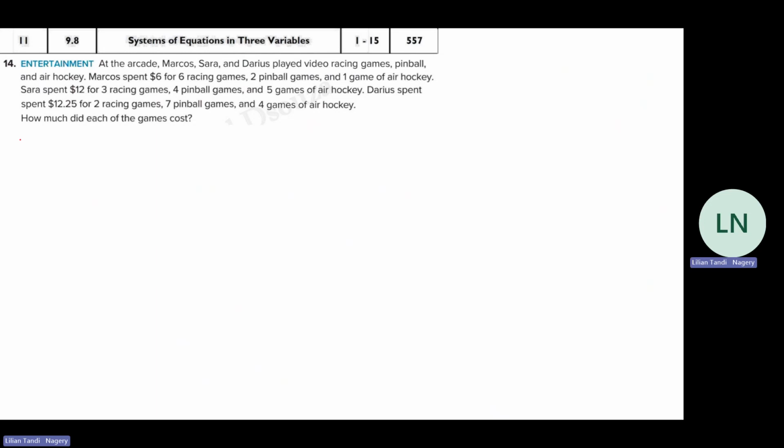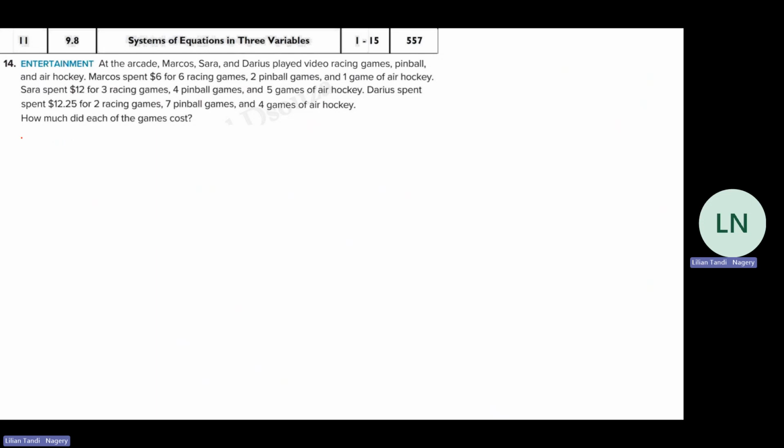These questions are too long, but it's okay. You have to persevere. At the arcade, Marcos, Sarah, and Darius played video racing games, pinball, and air hockey. Okay, so my variables will be R, P, and A, or H, doesn't matter.